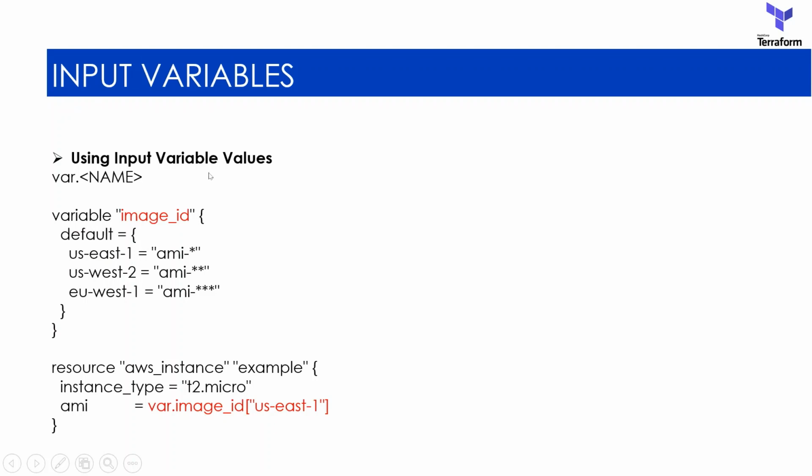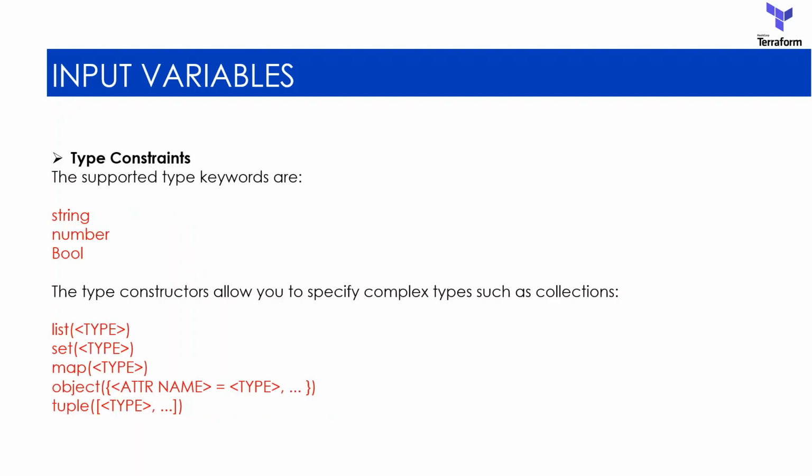After declaring input variables, we use them with the var keyword and dot name of the variable. For example, variable image_id with some value. In the resource section, we give the AWS resource type and the name of that resource in Terraform, then instance type t2.micro and the variable var.image_id, which references that variable by its name.